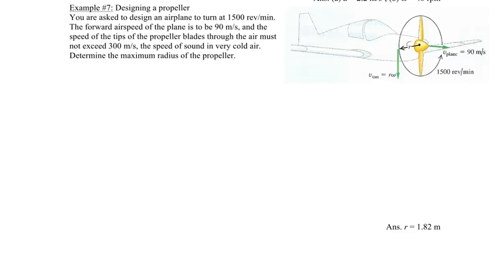Welcome to example number 7. It's an interesting question about an airplane with a propeller that's turning around at 1500 revolutions per minute, but we're asked to figure out what would be the maximum radius that this propeller could have, so that when the air is deflected off of the tip of this propeller, it will not go any faster than 300 meters per second.